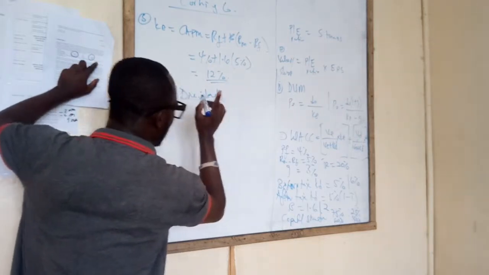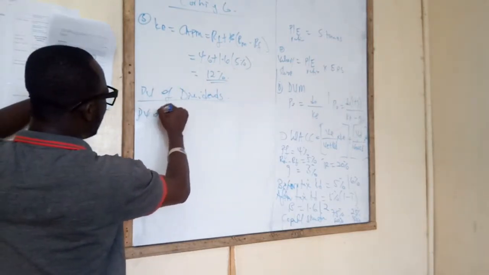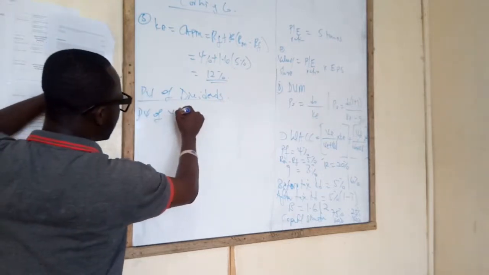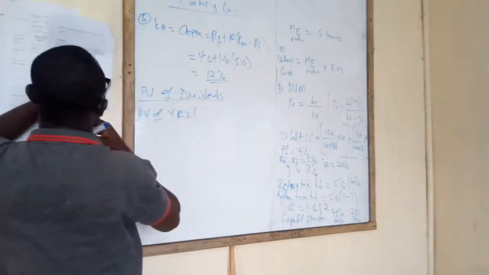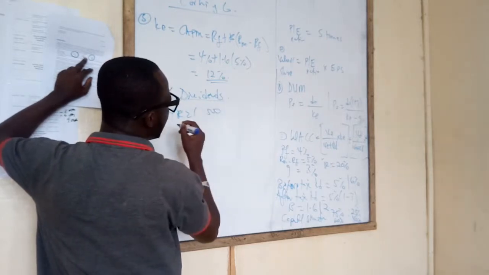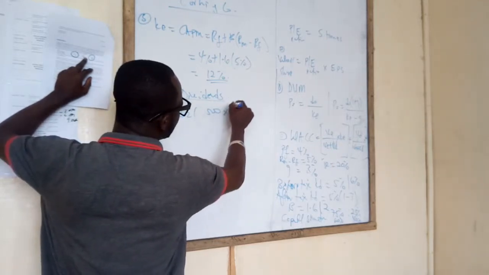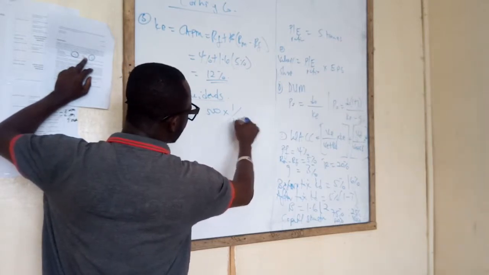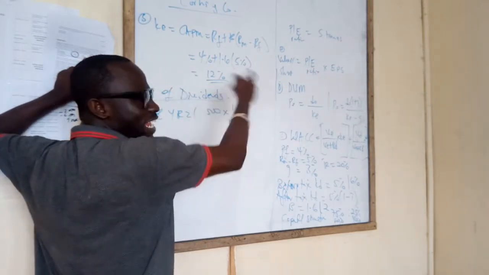Now follow me carefully on this. The present value of year 2's dividend will be what? 500. If you are discounting, what will it be? Times 1 over 1.12 to the power of 2, because you are in the second year.